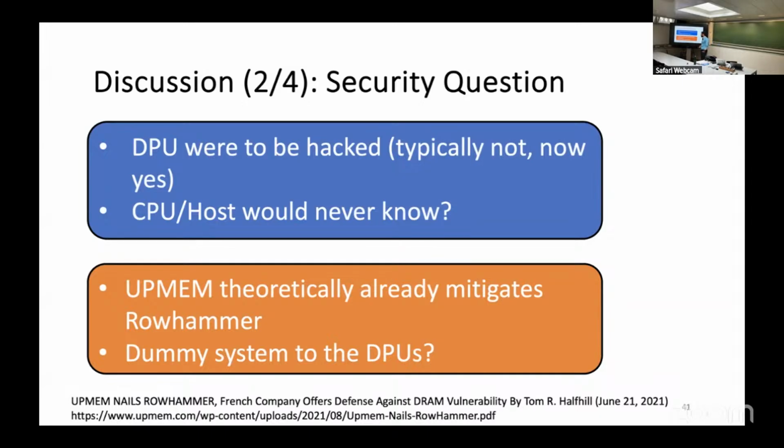Also, I thought it was quite fun that UPMEM theoretically already has a RowHammer mitigation, if I'm not mistaken. I read the paper, and it said that SAFARI was requested to write the paper about this to theoretically solve this problem. I don't know if anyone here has actually written that paper or done any research on that, but it's what I read, so I thought that was quite fun.